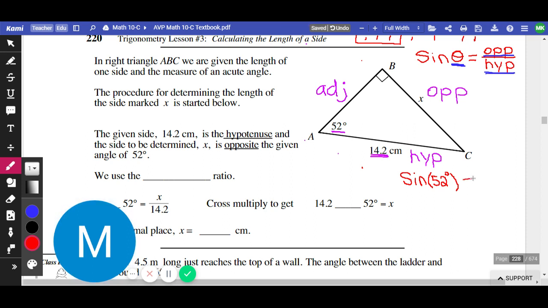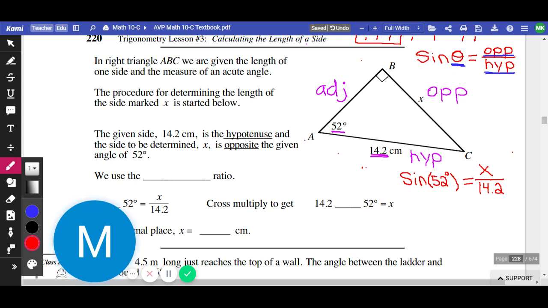Equals my opposite side. My opposite side is x. We don't know it. Right? Whichever one you don't know, you just call x. Divided by your hypotenuse side. Looking at your triangle, your hypotenuse is 14.2. You just created like a math formula or some sort of equation that you can actually solve because it only has one variable in it. Right? And all that's left is x and then a whole bunch of numbers.